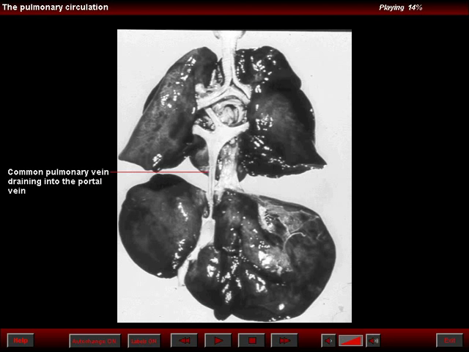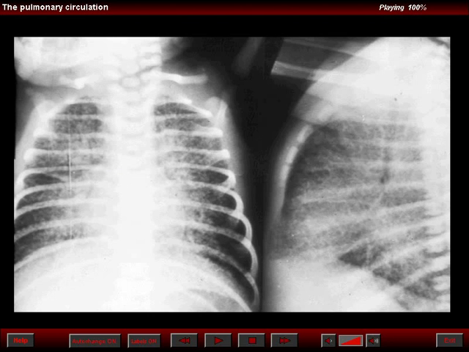Here is a specimen that shows the common pulmonary vein draining below the diaphragm and connecting with the portal vein. This patient had abnormal drainage of the two lungs into a common pulmonary vein, which was atretic, and therefore the patient is born with massive pulmonary edema.